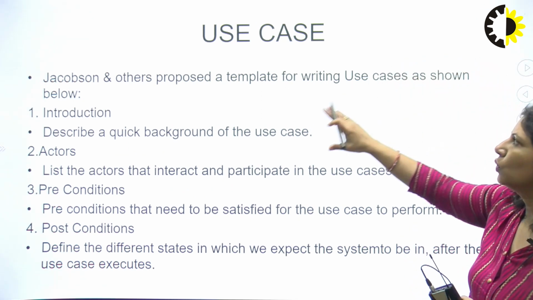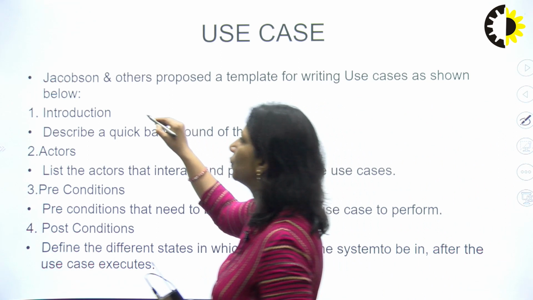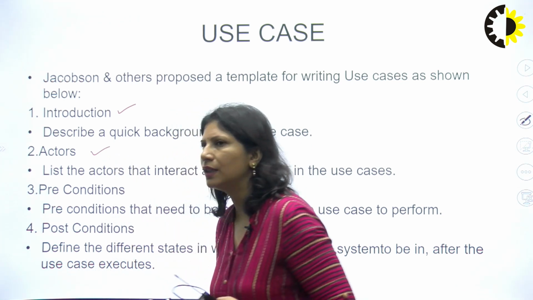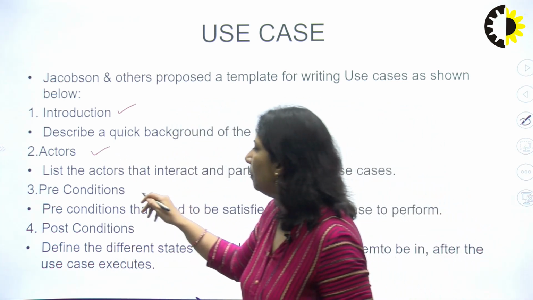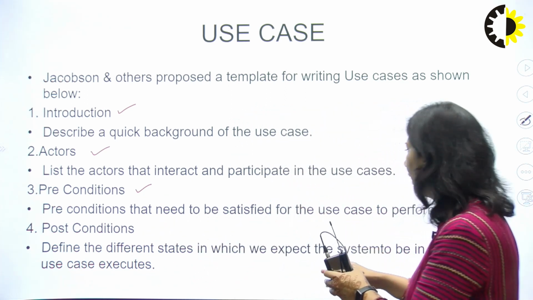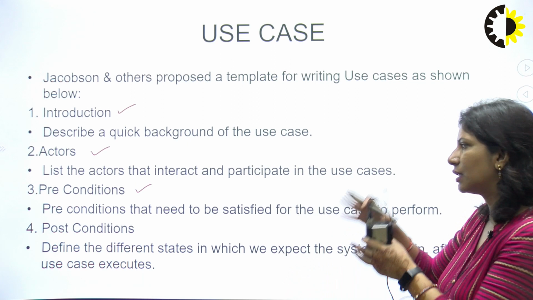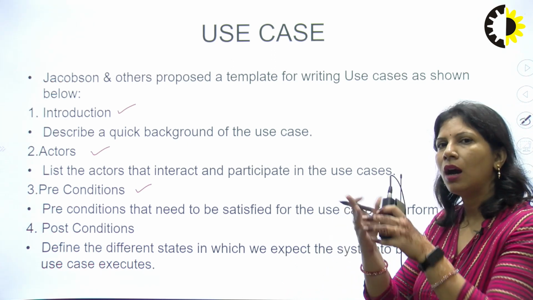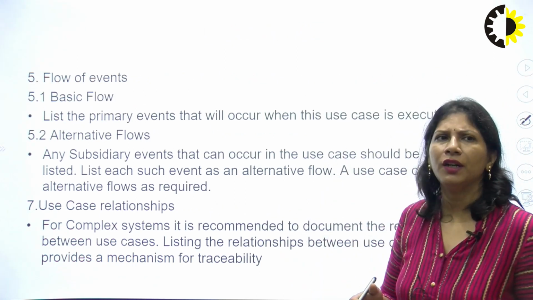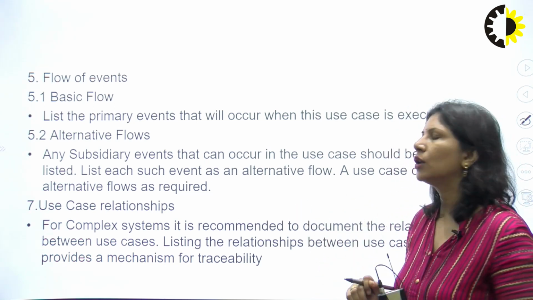We can also use a template for the use case. First of all, what we have to give is the introduction, what all is about this, then the list of the actors who are the agents involved in it, then some preconditions, that is whatever conditions are required to be satisfied for that particular use case to perform. Then we will move to the post condition, the state after the processing, how the state will be changed. Then we will use some flow of events also: what is the basic flow, what are the alternative flows.